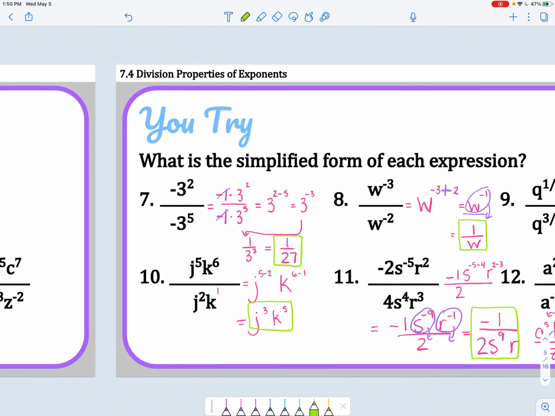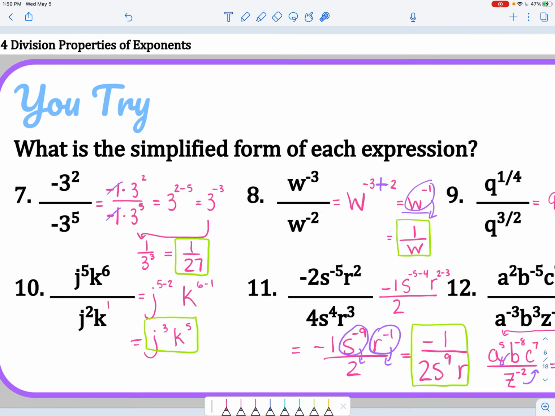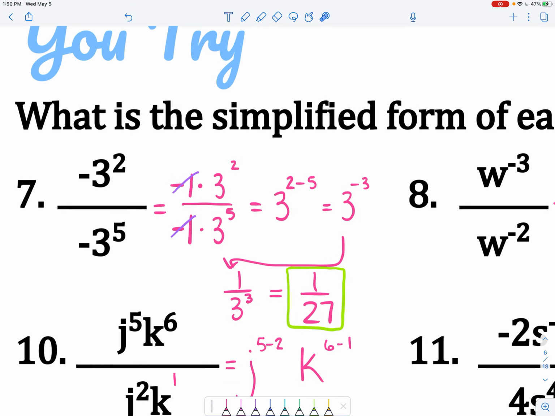Okay, so hopefully you have given those a go. Number 7 in particular, I'll zoom into these one at a time so we can really go over them. Number 7's a little tricky. You're not just writing -3 to the power 2 minus 5. This negative is actually not a part of either of these bases. It's not in parentheses, so you have to treat them as if they're coefficients of -1s.